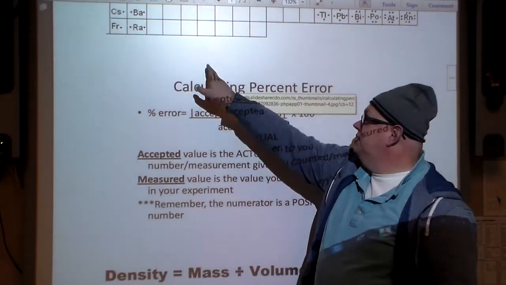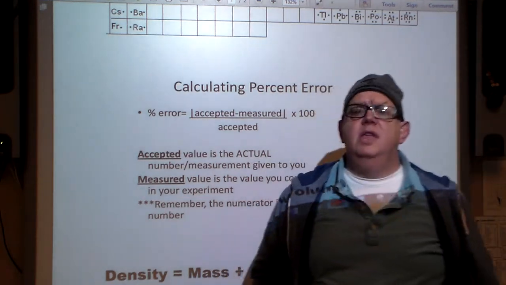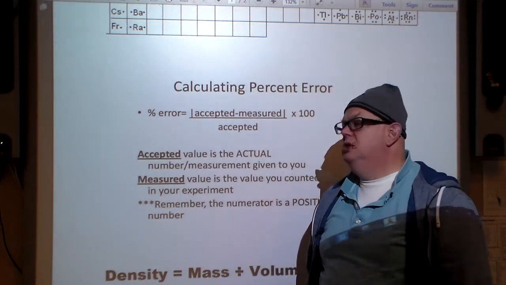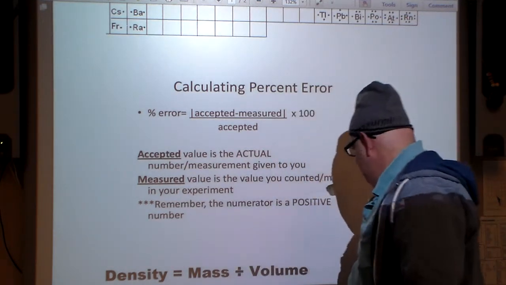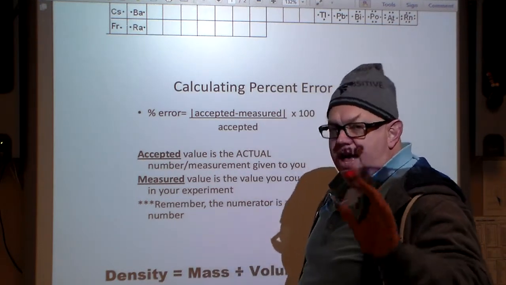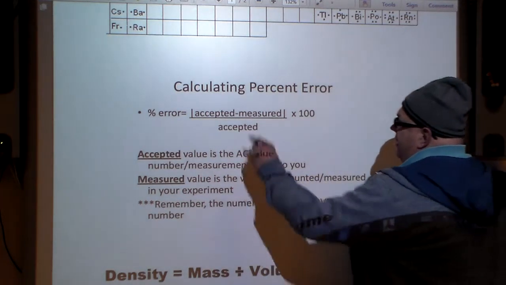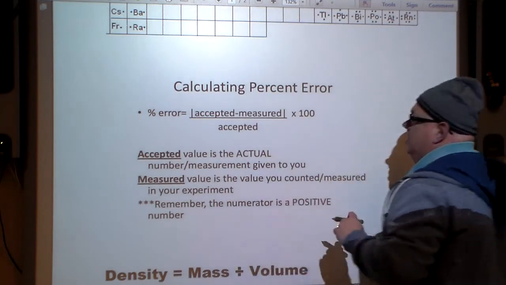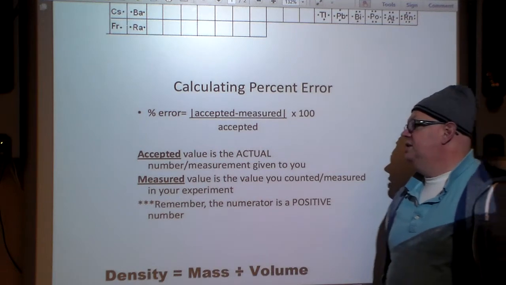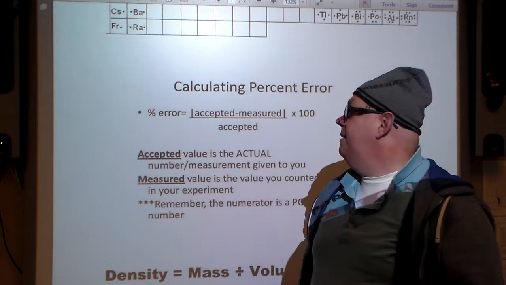Something we did not mention, we talked about the idea of calculating percent error, okay? We have done that in the lab. I can reasonably guarantee you that would be in the multiple choice section if we were to have something like that, because I did not put that in the lab portion review. That's okay, all right? So for that, you have accepted and measured. Measured is what you counted, you measured in the experiment. Accepted is the actual number, what is accepted.